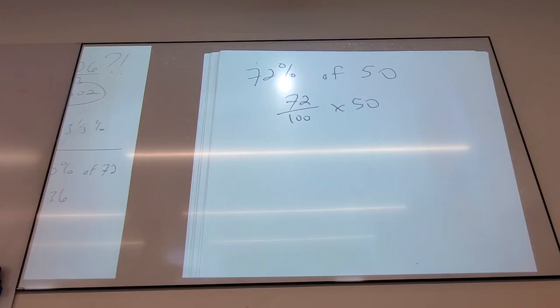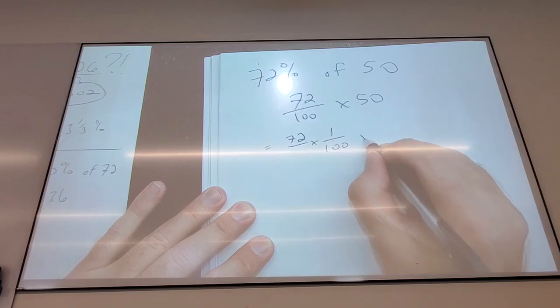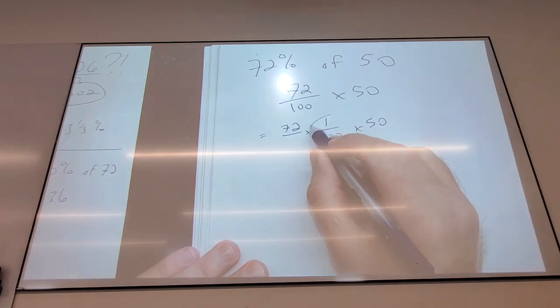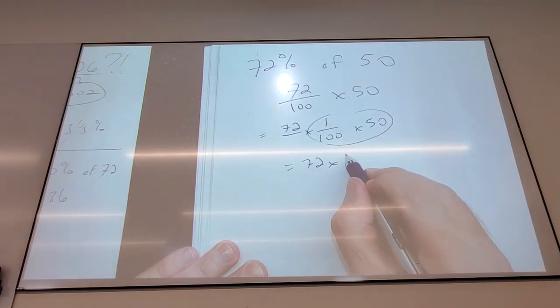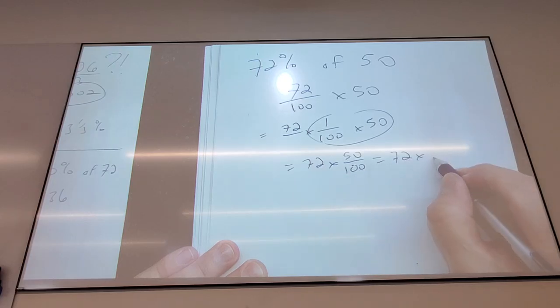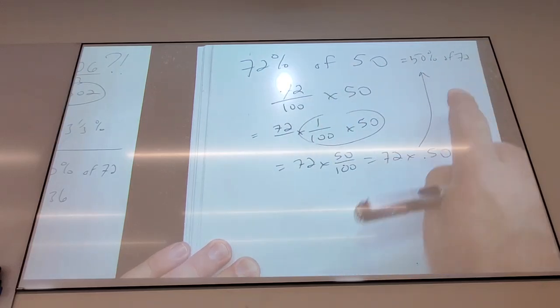72 over 100 is 72 times 1 over 100. Are you guys cool with that? 72 divided by 100 is 72 times 1 over 100. Yes? And then I could put these together, which is 72 times 50%, 0.5, which is 50% of 72. That's the trick, yes? That's why the trick works.